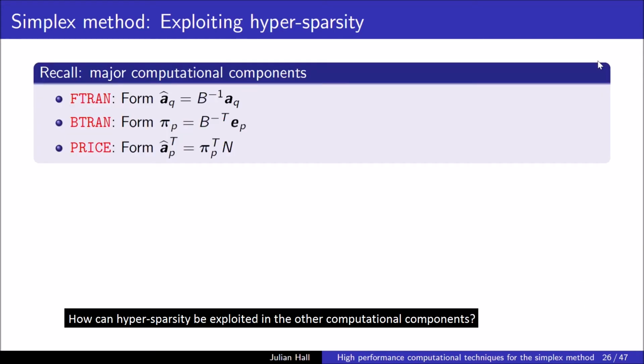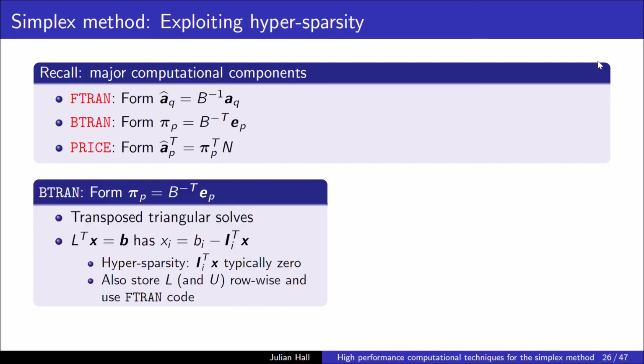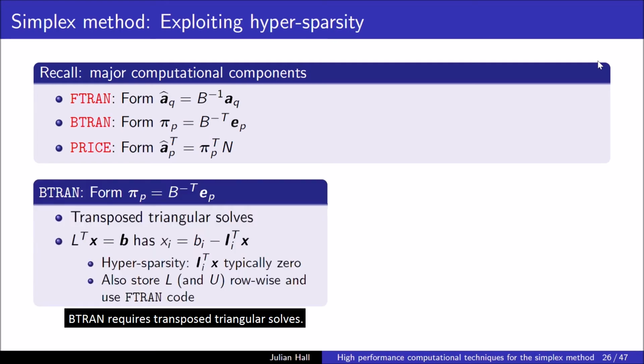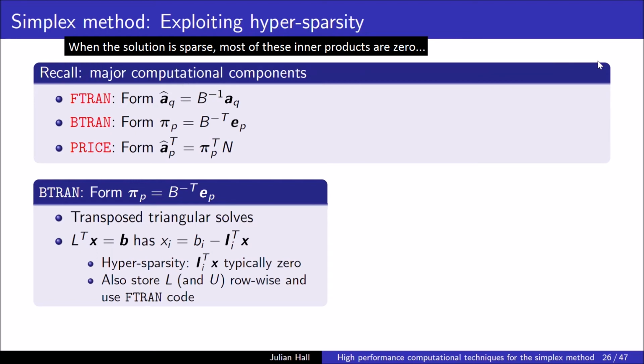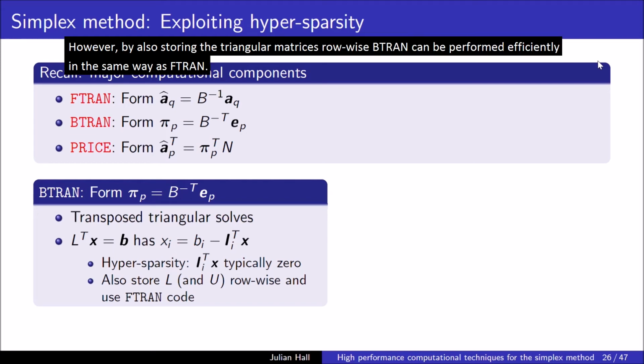How can hypersparsity be exploited in the other computational components? BTran requires transposed triangular solves. These can be performed by backward substitution, in which each component of the solution is formed using an inner product between a row of the upper triangular matrix and the components known to date. When the solution is sparse, most of these inner products are 0, because the intersection of the sparsity patterns of the solution and matrix row is empty. But this cannot be identified efficiently. However, by also storing the triangular matrices row-wise, BTran can be performed efficiently in the same way as FTran.